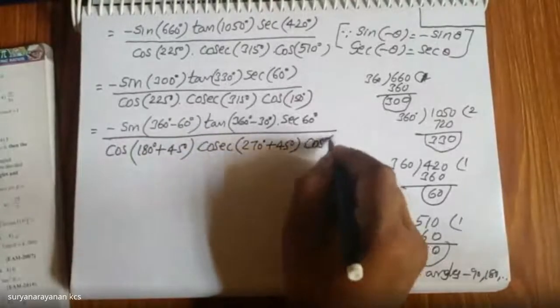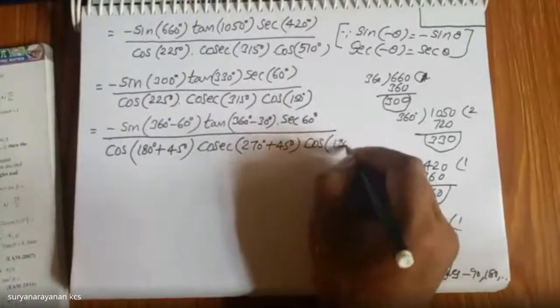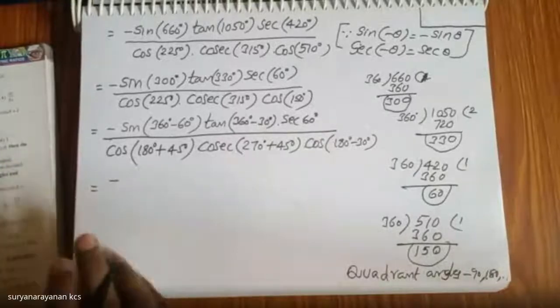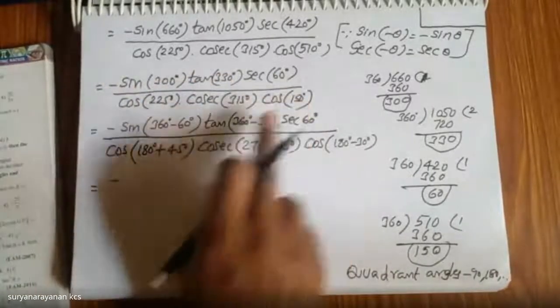Cos, how will you split 150 degrees? 180 degrees minus 30, sir. 180 degrees minus 30 degrees. We have split each and every angle with the help of quadrant angles.